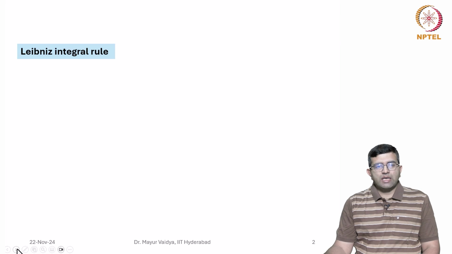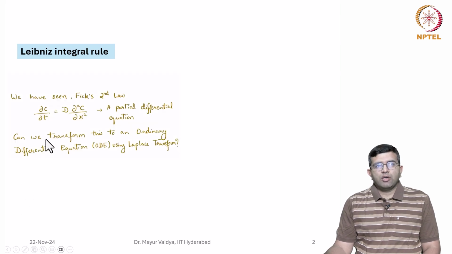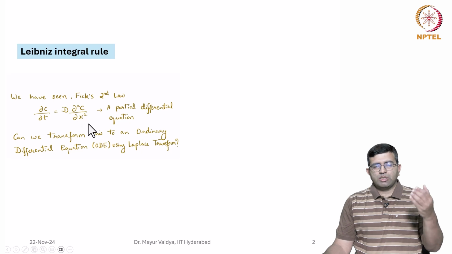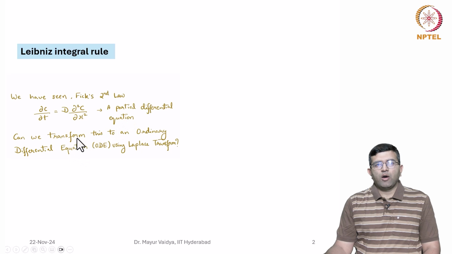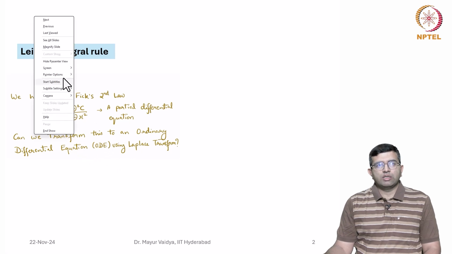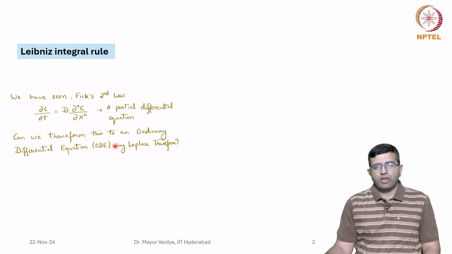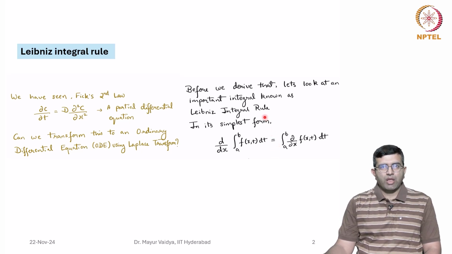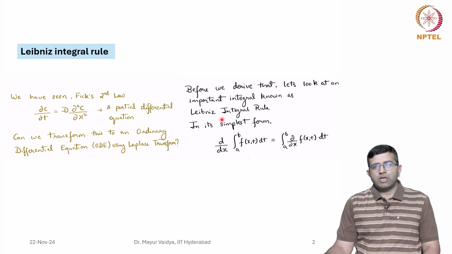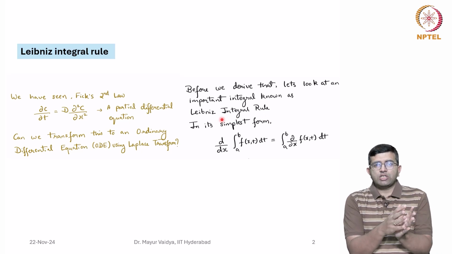So, this is what I already said, that this is a partial differential equation basically. Now, we want to use the Laplace transform to transform this equation, which is a partial differential equation, to an ordinary differential equation. So, as I said before we derive that, let us look at an important integral rule which is known as the Leibniz integral rule. Now, what is this integral rule? It is basically concerning the differentiation of an integral.